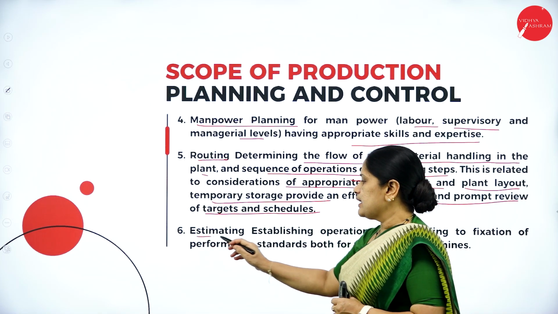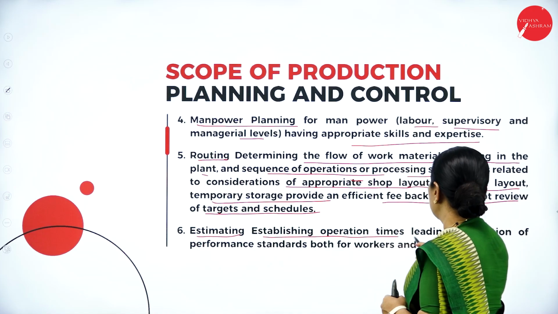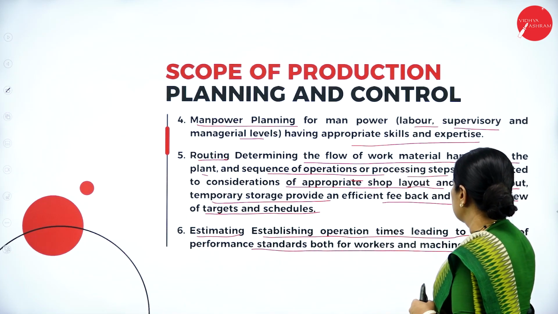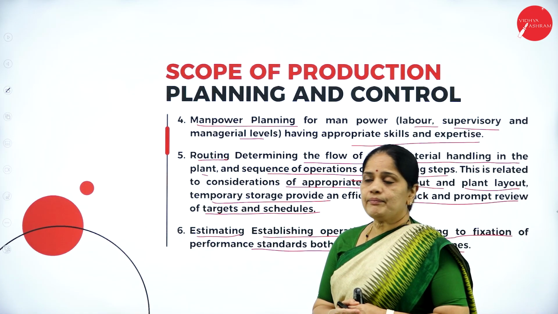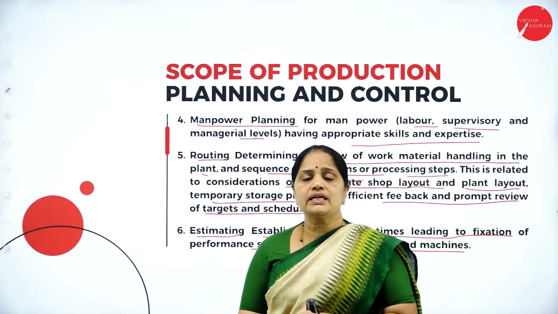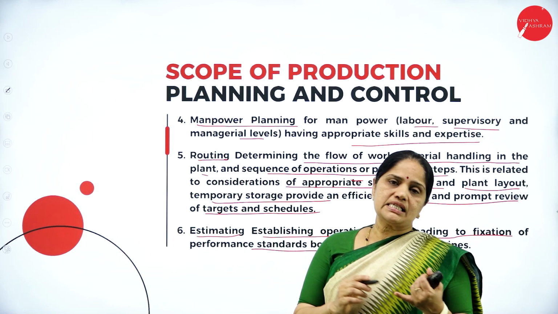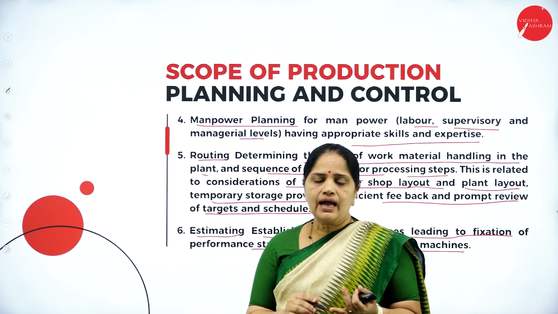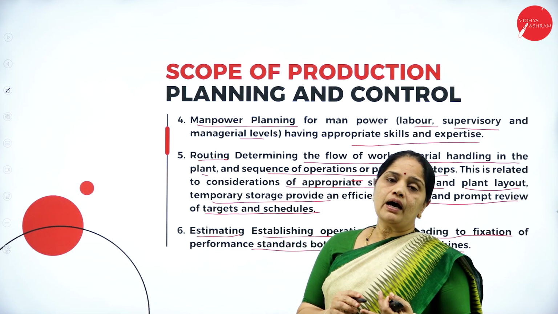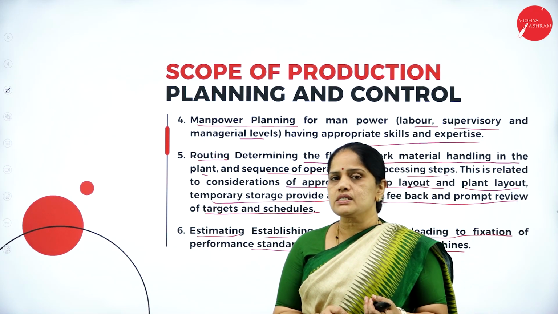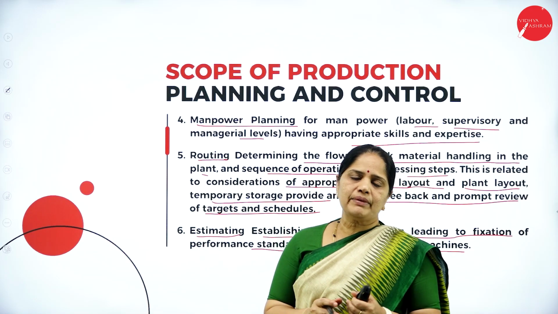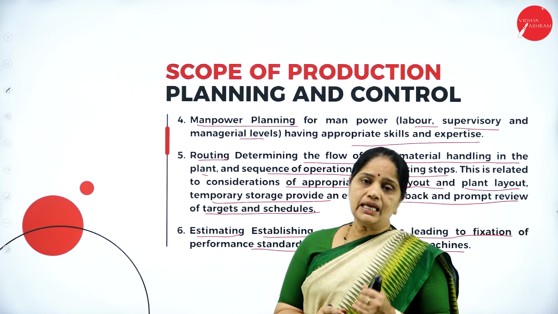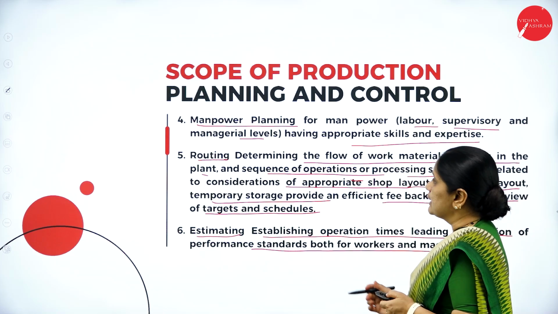Then, estimating. Here we will be establishing operation times leading to fixation of performance standards both for workers and machines. In this estimating process, we will be estimating the output for each of the machines, and also the output for each of the workers. So, in other words, we are determining the standard performance level for the machinery as well as the labor working there.